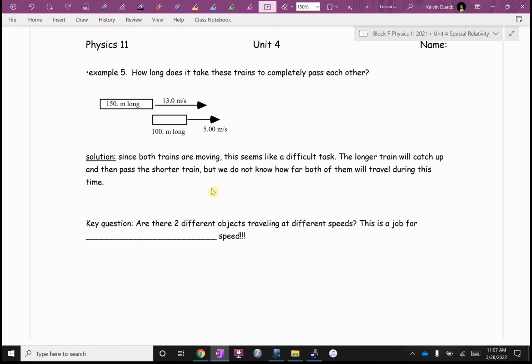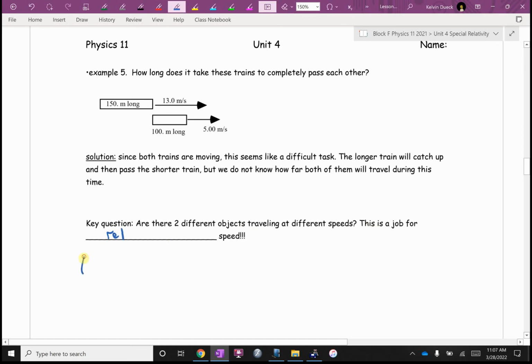This might seem difficult because two trains are moving at different speeds. No, Zaina, we're going to use relative speed. We're going to pretend one train is at rest, and we're just going to use the relative speed. First of all, what's this question asking me to find? By the way, how do I know it's probably not distance? Because they gave me some in the question. Good. So I wrote down here, key question: are there two different objects moving at different speeds? This is a job for relative speed.